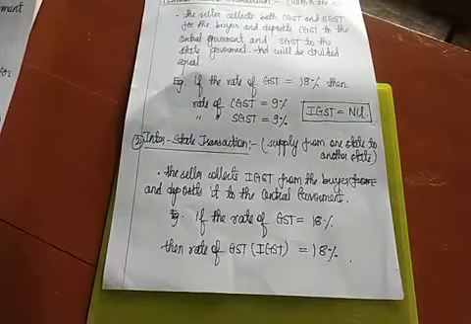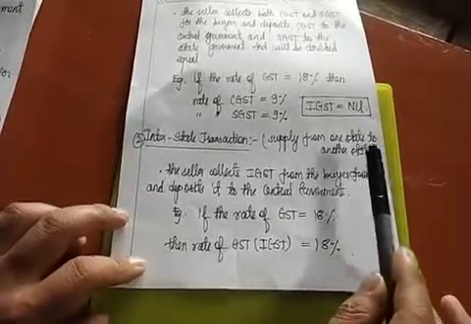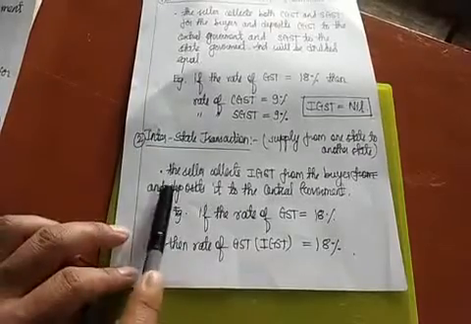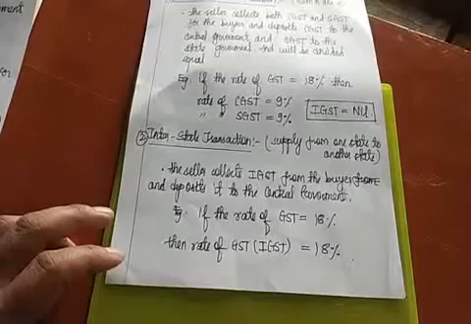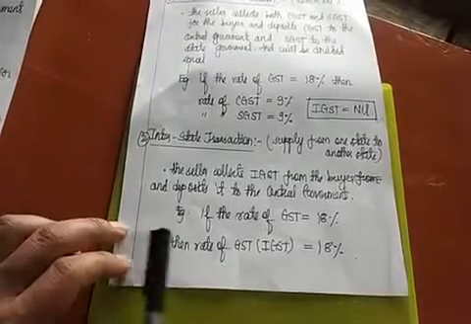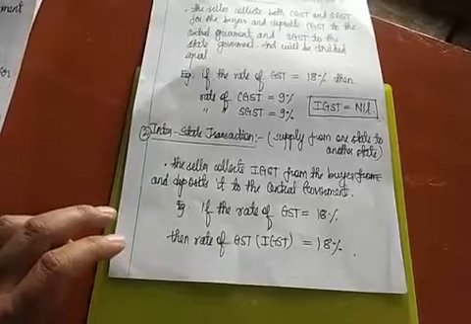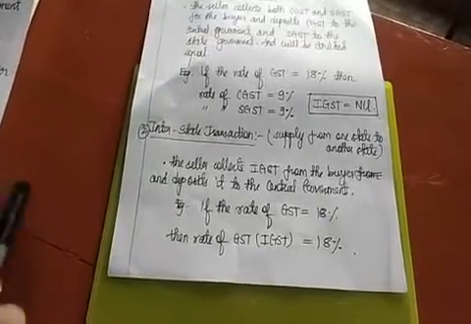Let's go through an interstate transaction first. Interstate means supply of goods from one state to another state. Here the seller collects IGST from the buyer and deposits it to the central government. For example, if the rate of GST is 18%, then the rate of IGST will also be 18%. So far this much.